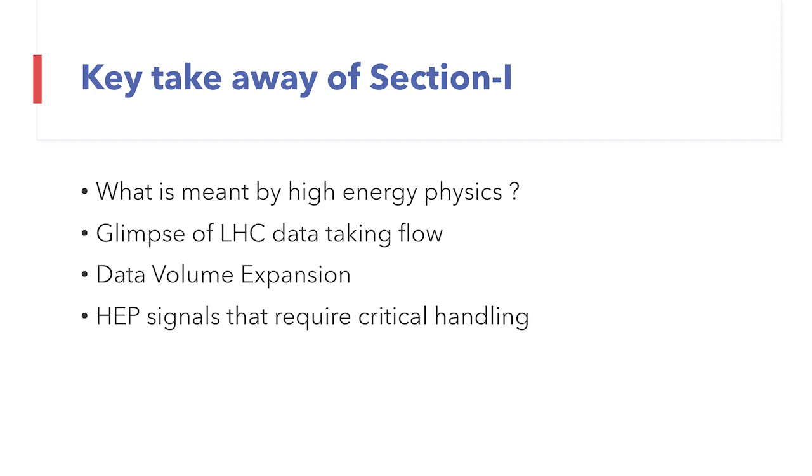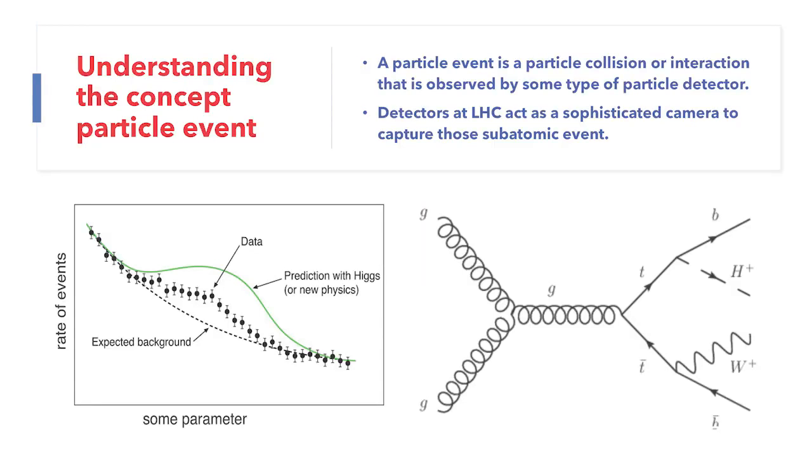Now I am going into section 2 of this talk. In section 2, I want to cover the concept of time triggering. So what is meant by a particle event in terms of particle physics? A particle event is a particle collision or interaction that is observed by some type of particle detector. Detectors at the LHC act as a sophisticated camera, which I already mentioned in the first slide, to capture those subatomic events.